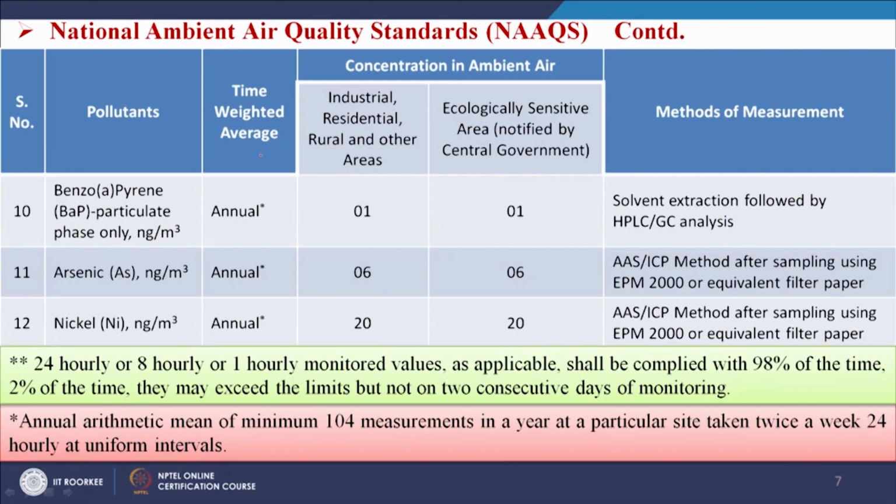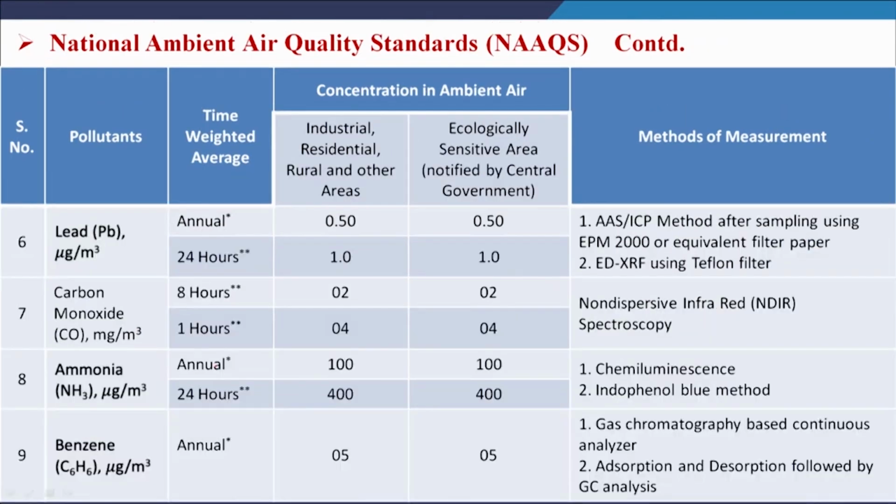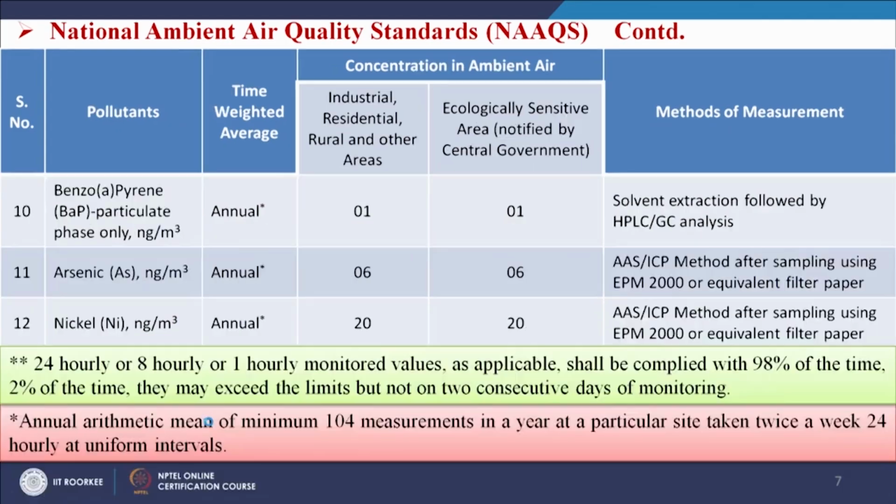So, different pollutants have different impact on human health. So, the concentration is taken with different time weighted averages, somewhere it is annual, and we see 24 hours, some 8 hours, like this we have already discussed. And as per the national quality standards, the industrial, residential, rural and other areas, as per the 2009 air quality standard, have been made into the same one category, and ecologically sensitive areas notified by the central government are made into the other category.